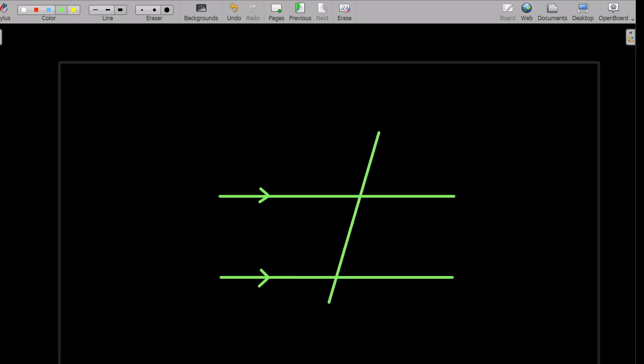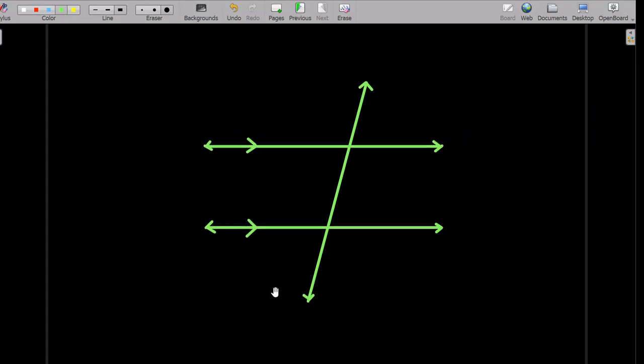And let's say that these two lines are cut by a third line. Do you know the name of this third line? A line that cuts two parallel lines? Transversal. Transversal, yes. So this is a transversal.